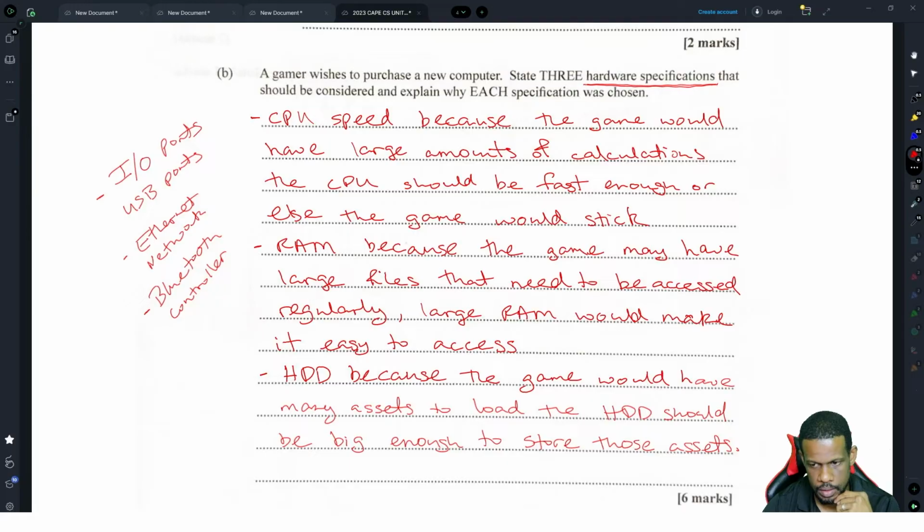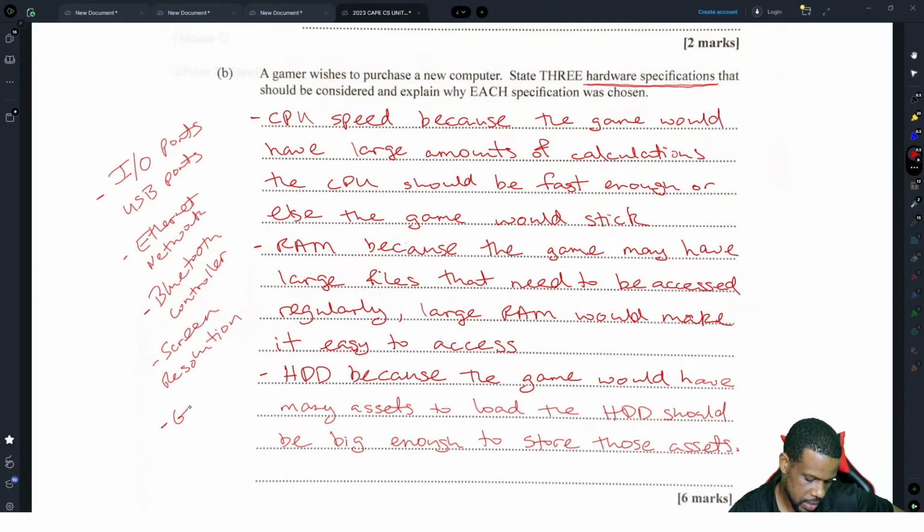I would say, yeah. Maintainability and storage, nah, I don't think so. Screen resolution, yeah, screen resolution is definitely something you look for. GPU is a thing. You need a graphics card. I'm just not sure if GPU is on the syllabus, but if you put GPU, they can't mark it wrong because you need a graphics card. So, yeah, let me just leave it at that.